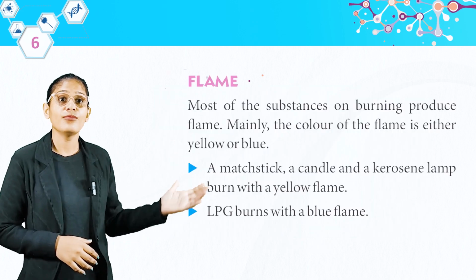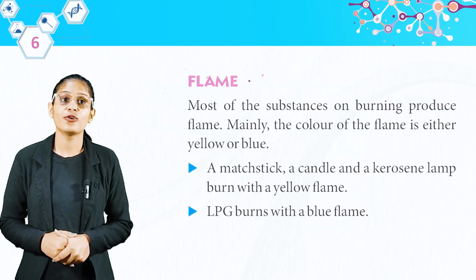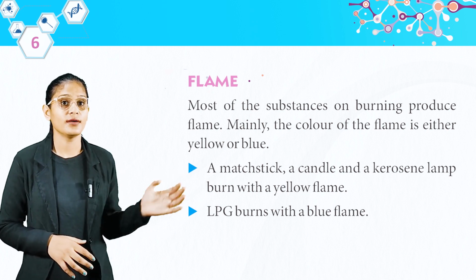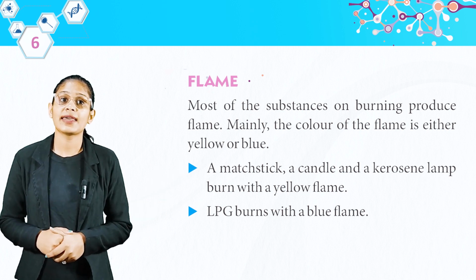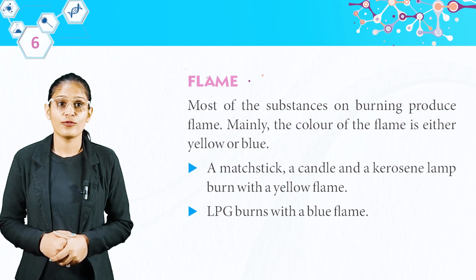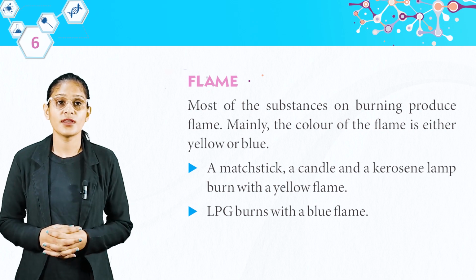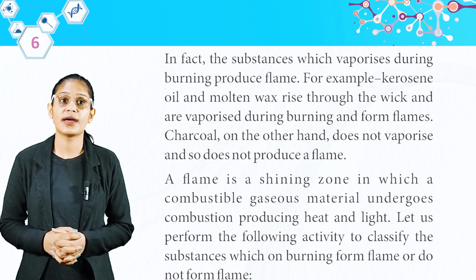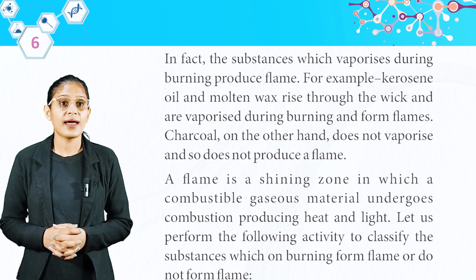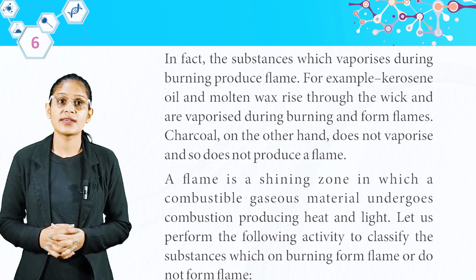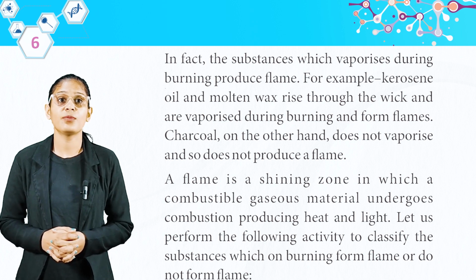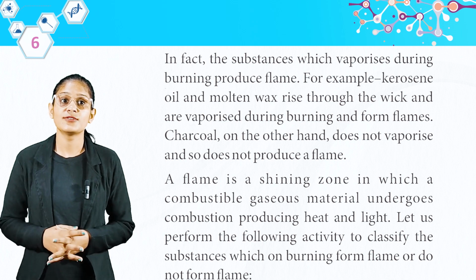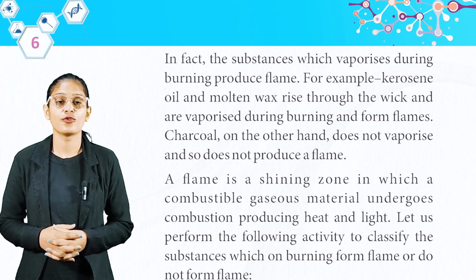Now, flame. Most of the substances on burning produce flame. Mainly the color of flame is either yellow or blue. Look here. A matchstick, a candle and a kerosene lamp burns with a yellow flame. Then LPG burns with a blue flame. In fact, the substances which vaporize during burning produce flame. For example, kerosene oil and molten wax rise through the wick and are vaporized during burning and form flames. Charcoal, on the other hand, does not vaporize and so does not produce a flame.